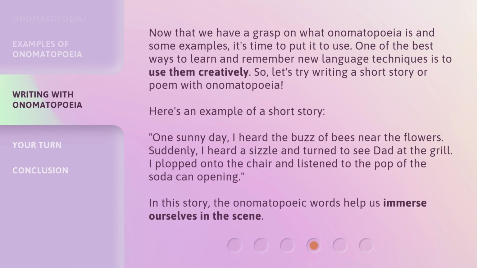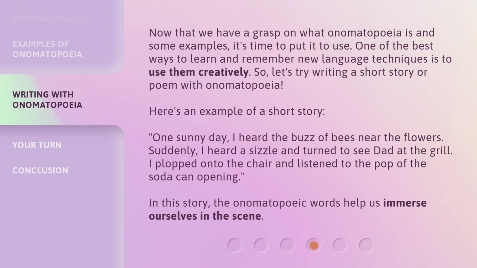Now that we have a grasp on what onomatopoeia is and some examples, it's time to put it to use. One of the best ways to learn and remember new language techniques is to use them creatively. So, let's try writing a short story or poem with onomatopoeia. Here's an example of a short story.